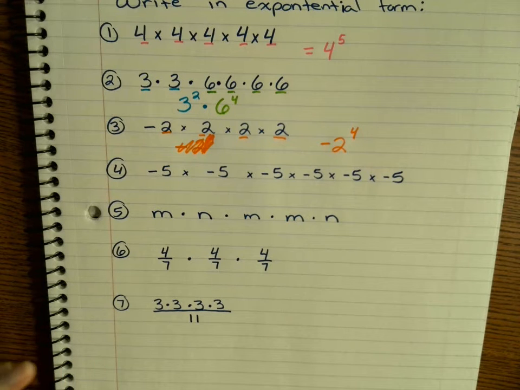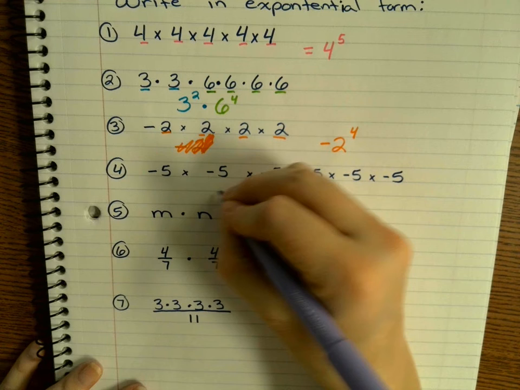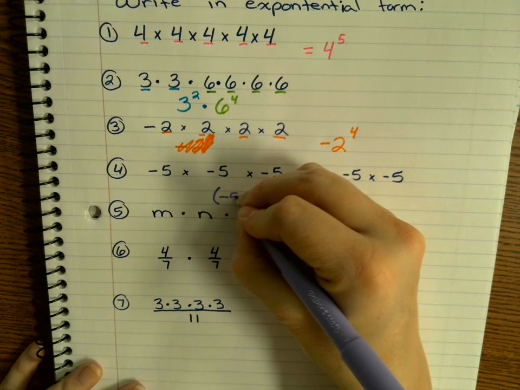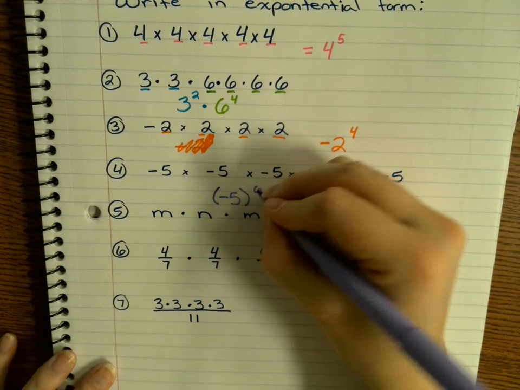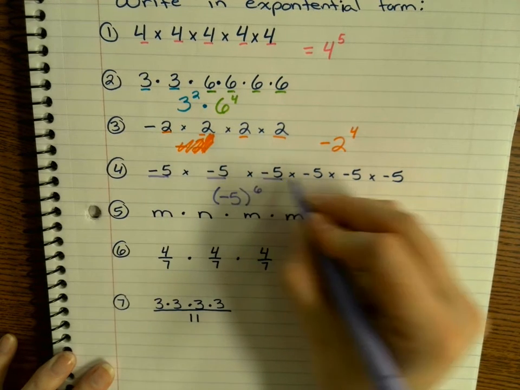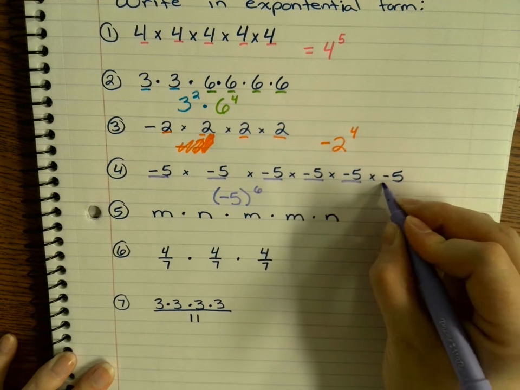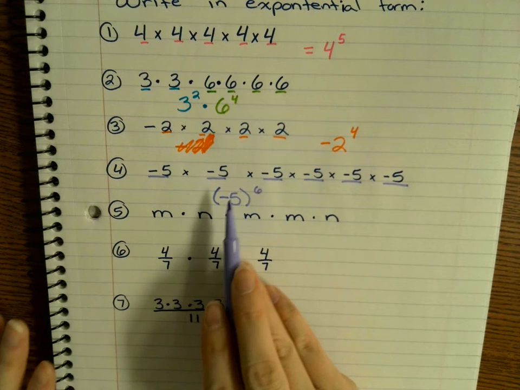Very good. Inside parentheses, we would write negative 5. Outside the parentheses, you would have an exponent of 6. The negative 5 is repeating this entire time, and it repeats 6 times. So not only the 5 repeats, but also the negative repeats. So since the negative is repeating with it, you have to include it inside parentheses.